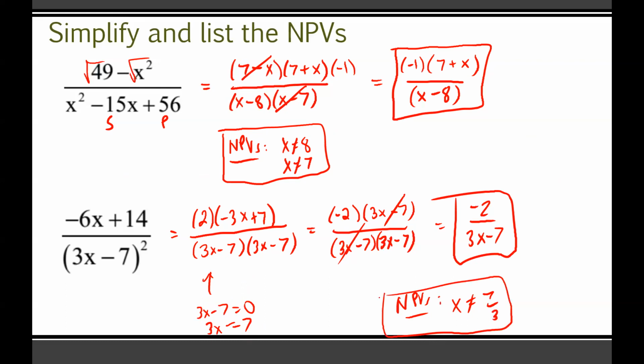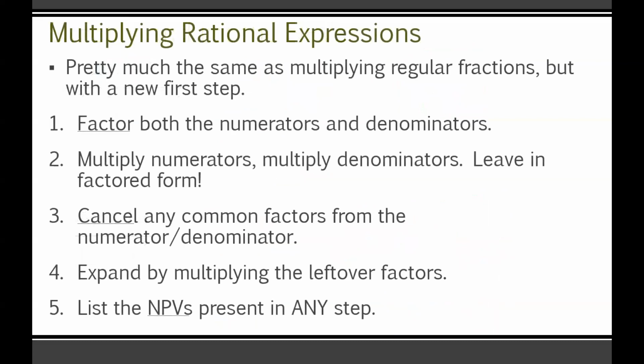There it is, right? So again, moral of the story is to simplify, you have to factor the top and you have to factor the bottom, then cross out anything that looks the same. Listing the NPVs just means look at the denominator and figure out what values of x would make that equal to 0. Anyway, we got to move on. We got lots more to do here today.